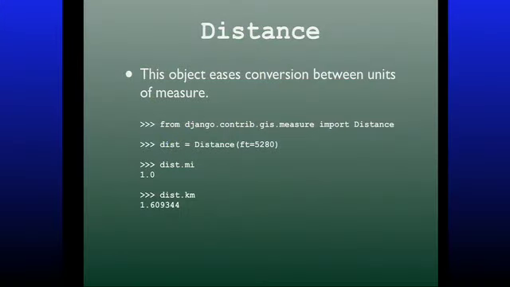Robert Coup, he's from New Zealand, contributed this excellent module called Measure, and it includes an object called Distance. And it really eases the conversion between units of measure. So here I'm instantiating a distance object saying that the initial units are feet. So I have 5,280 feet. When you access the miles attribute, you see that's exactly 1 mile. And if I want to see what the kilometer attribute is, I just do distance.kilometers.